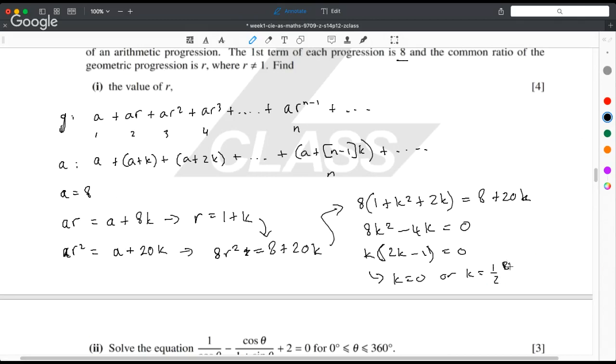But k cannot be equal to 0, because in that case the arithmetic progression would just be the same, and it would never increase. And also the geometric progression would not converge, because you're multiplying by 1 plus 0, and so the thing would just be an infinite sum, like 8 plus 8 plus 8 plus 8 plus 8. So we know that k must equal 1/2, and therefore r is equal to 3/2.